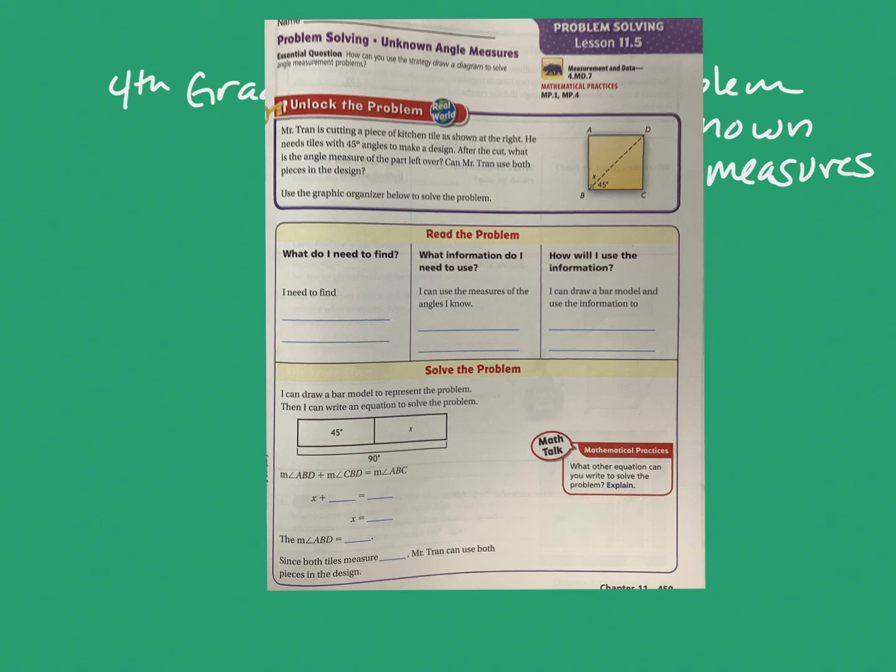Let's use the graphic organizer below to help us solve the problem. I need to find the angle of what's left, the piece that's left. What information do I need to use? I can use the measures of the angles that I know. I know it was a square tile, and squares have a 90-degree angle. And I know that he measured this angle, which was a 45-degree angle, so that's information that I know.